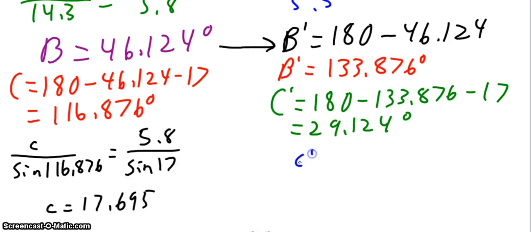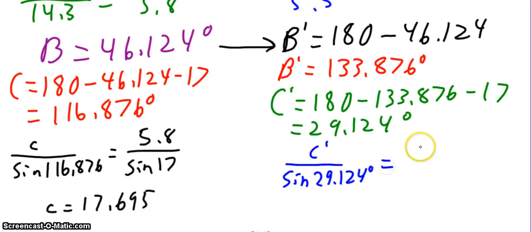And then little c prime. So little c prime over the sine of 29.124 degrees equals 5.8 over the sine of 17. Solve for little c prime, and I get little c prime is 9.655.